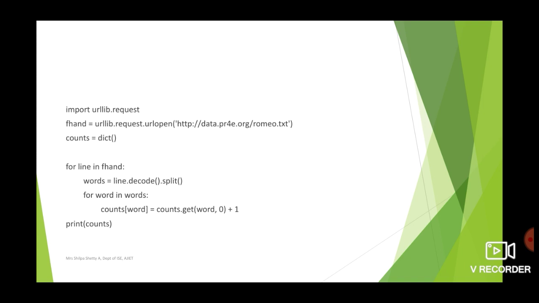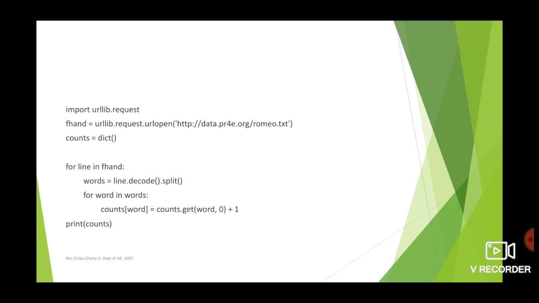So let us take a dictionary. Let us create a dictionary called counts here. This dictionary is created because we need to record the number of occurrences of each word. The key would be a particular word, and the value will be the number of occurrences of that word. So we write counts is equal to dict(). Right now it is going to be empty.